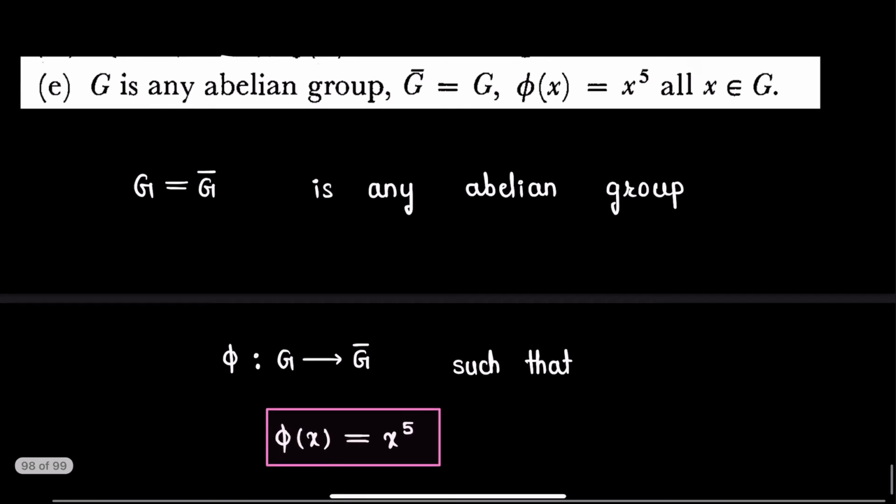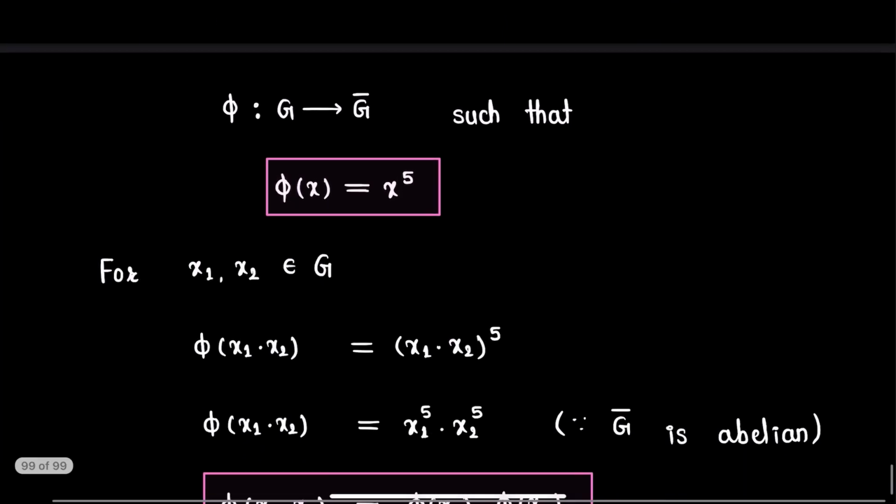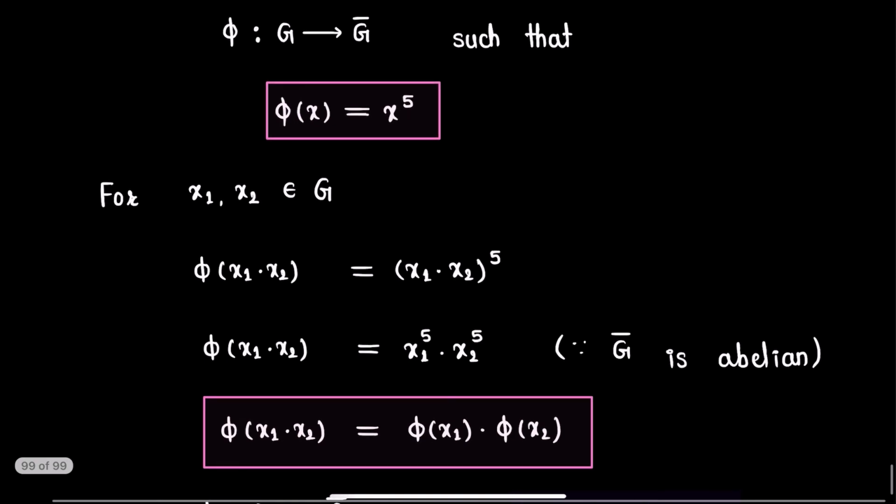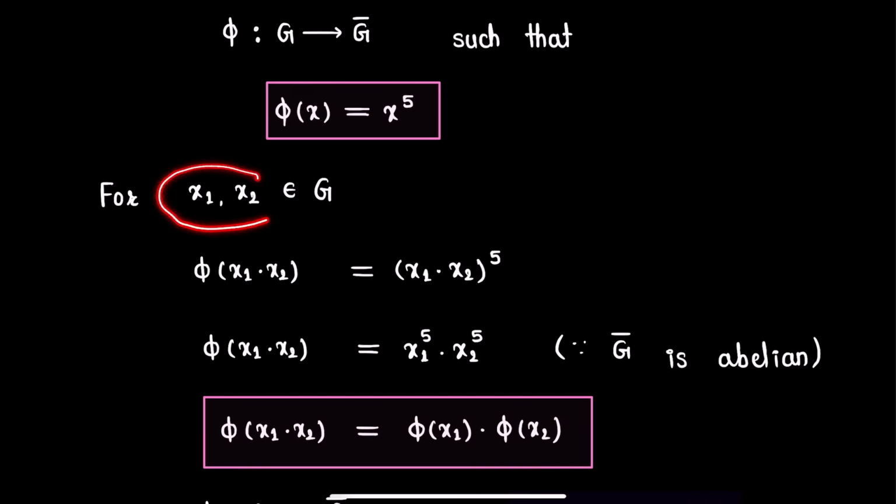Next, G is any abelian group, and here again G bar is the same as G, and phi of x is defined as phi of x is equal to x to the power 5 for all elements x in group G. So we have to check whether this is a group homomorphism or not. So here again we will consider any two elements x1 and x2 in group G. Then phi of x1 dot x2, if we consider dot as the binary operation in group G, will be equal to x1 dot x2 to the power 5.